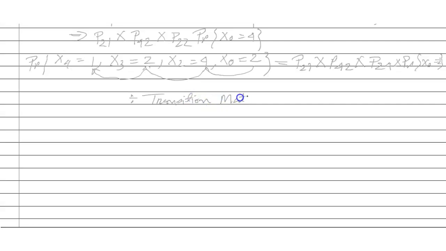Transition matrix. Now I want to discuss the transition matrix. The transition matrix P is equal to 1/2, 0, 1/3, 1/4 and 1/4, 1/4, 1/4, 1/4, 1/4 and 2/3, 1/3, 0, 0 and 0, 0, 0, 0, 1.